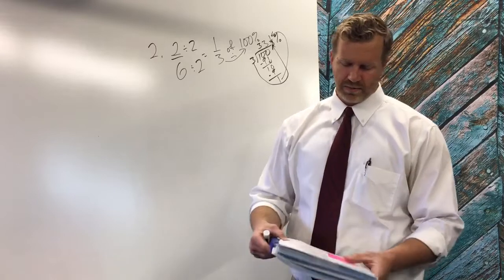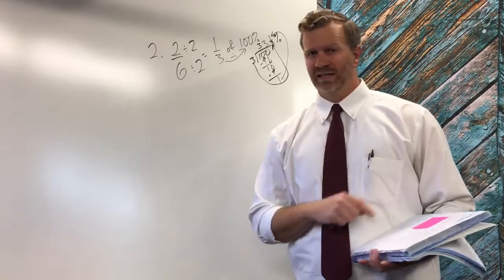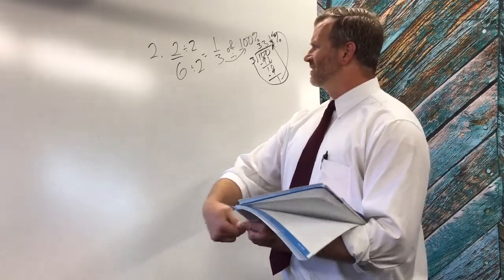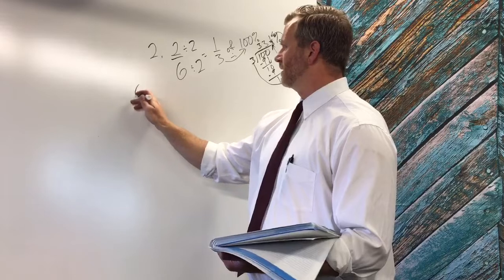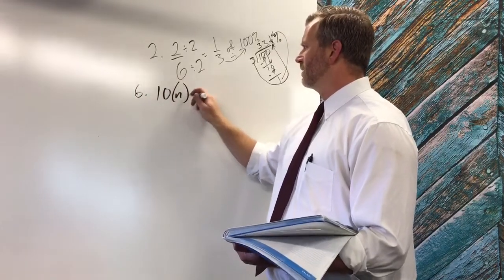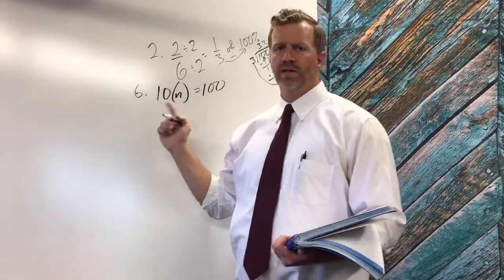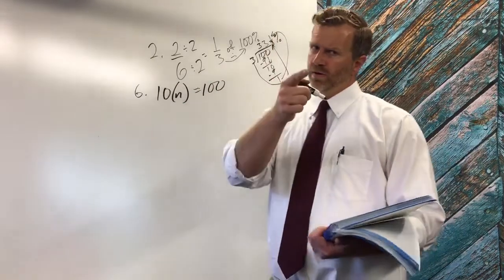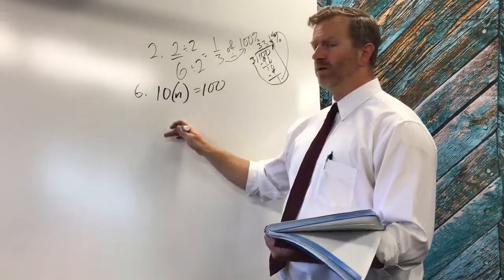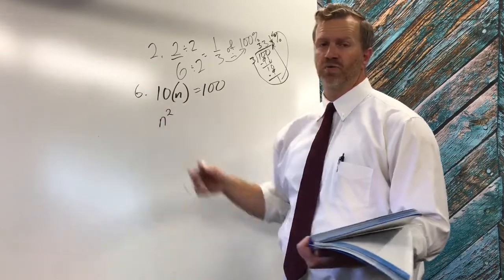So, let's look at a couple more problems. I wanted to help you guys out with number 6. Check out number 6 real quick. The thing with number 6 is it's telling us that 10 times n equals 100. So, obviously, what do you think n is going to equal? So, go ahead and write that down on your piece of paper. And then what they want us to do is take whatever that number was and then square it.